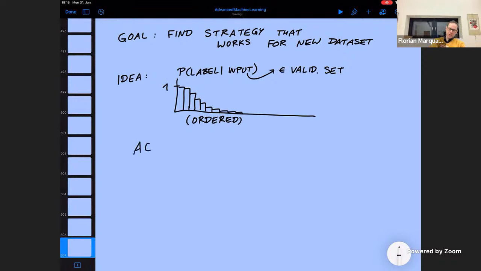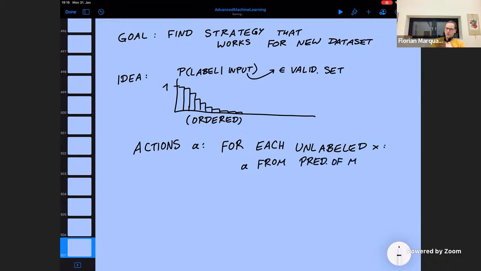Now, what are the actions? And again, there would be many choices. So the ultimate action is, of course, to pick the X star that you want to look at. But what people suggested is that for each unlabeled sample X, you get such an action value. You calculate it using a neural network, a so-called agent policy neural network, from the prediction of the model, which may teach you something about the uncertainty or anything like this, and also other quantities. These could include, for example, the distance to the nearest already labeled samples.